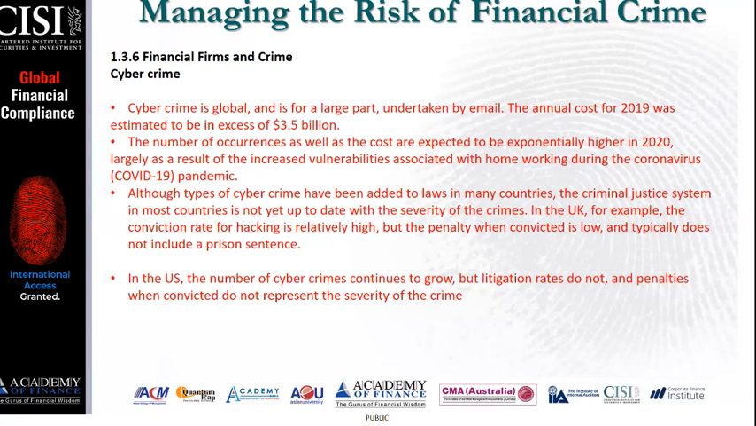So all the types of cybercrime have been added to laws in many countries. The criminal justice system in most countries is not yet up to date to keep up with the severity of the crimes. So in certain instances, for an example, in the UK, conviction rates are high, but actual penalty is low. In certain countries, the conviction rates are even low, right? So in the US, number of cybercrime continues to grow, but litigation rates do not. And penalties and convictions do not represent the severity of the crime. So these are all from a regulatory or a legislative perspective, which needs to be addressed.